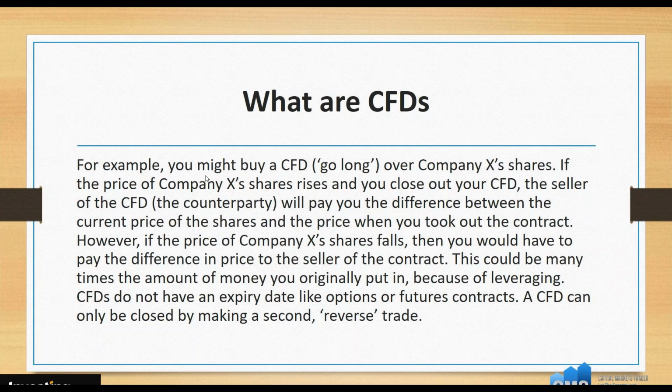Now, what are CFDs? So for example, you might want to buy a CFD to go long, or to say it's the price above, over company X's shares. Okay. If the price of company X shares rise and you close out your CFD, the seller of the CFD, the counterparty, will pay you the difference between the current price of the share and the price when you took out the contract. However, if the price of company X's shares fall, then you would have to pay the difference of the price to the seller of the contract. So if it goes up, you make the profit. If it goes the opposite direction from the one you selected, you lose, because you can also sell short.